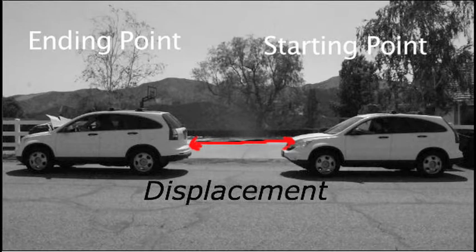So, let's review. The distance between the starting point and the ending point is the object's displacement. Next up, velocity, speed, or distance over time.